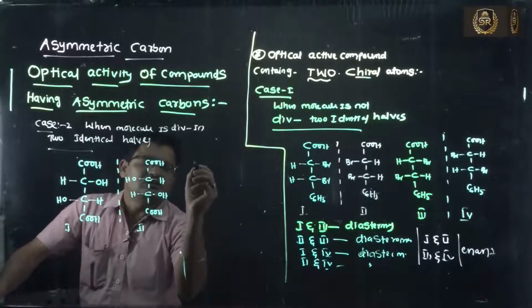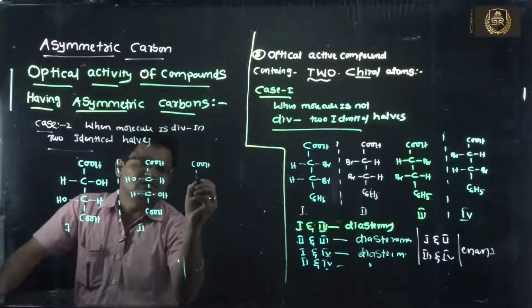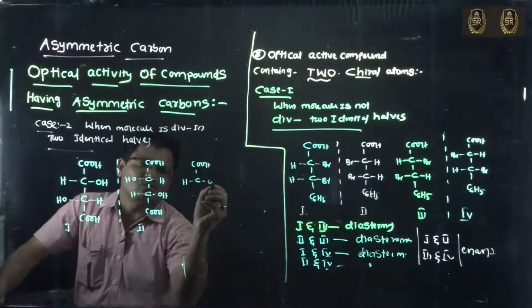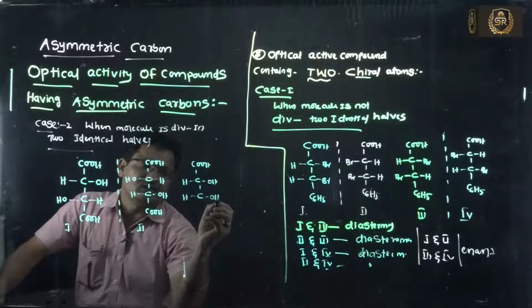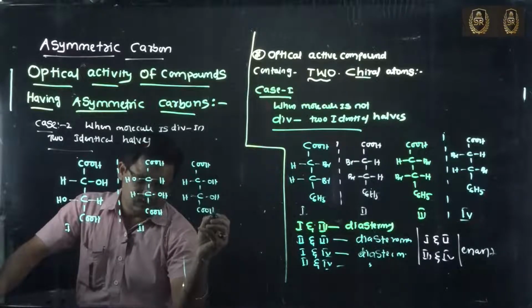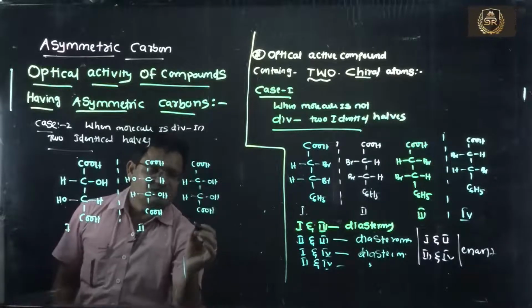What is the third one? This is COOH, then C, this is H, this is OH, this is C, this is H, this side OH, and this is COOH. Okay. So this is the third structure.